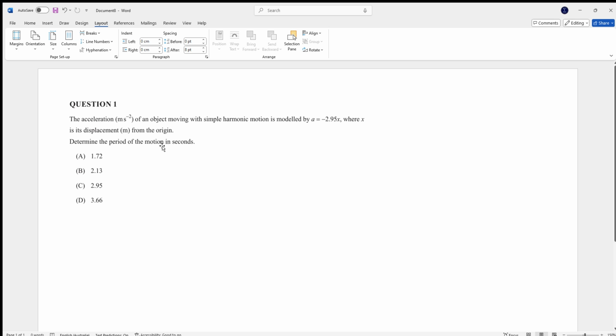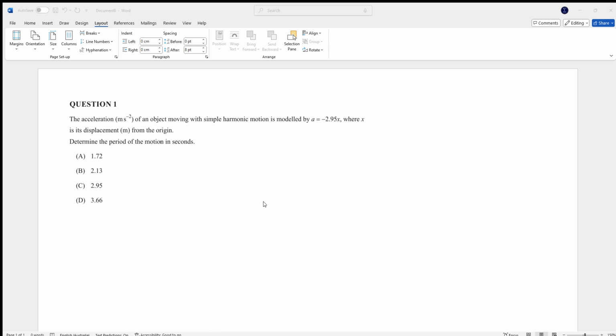Now, question 1. The acceleration of an object moving with simple harmonic motion is modeled by acceleration equals negative 2.95x, where x is the displacement from the origin. Determine the period of motion in seconds.